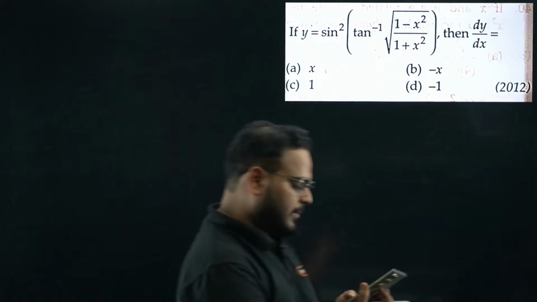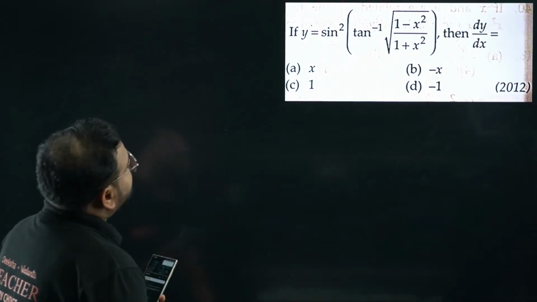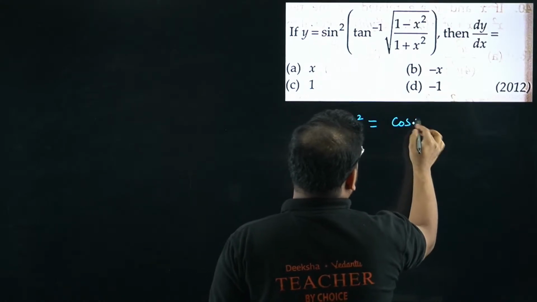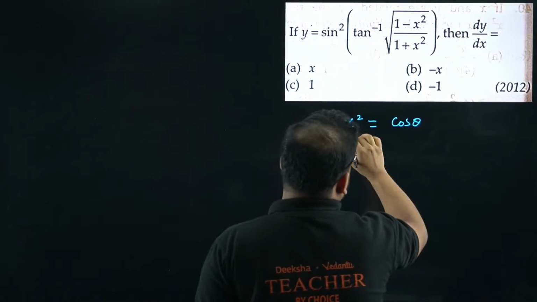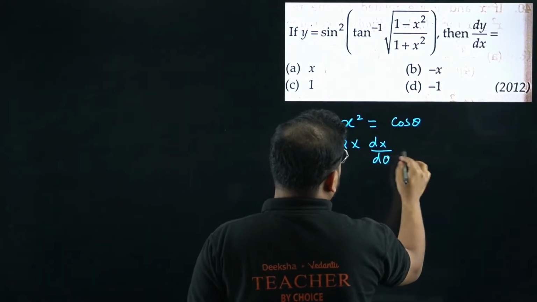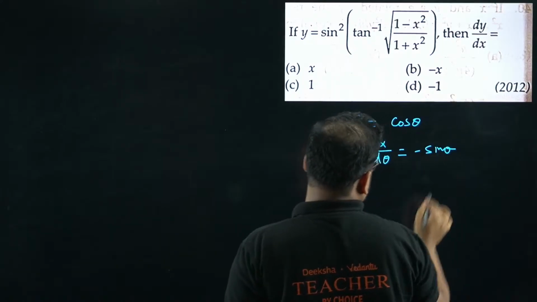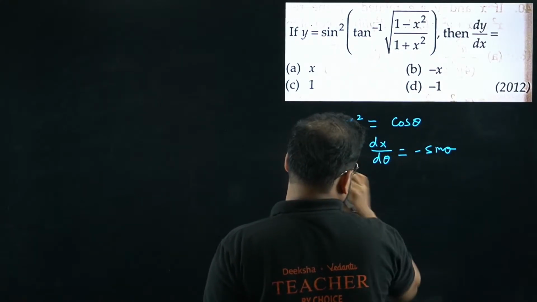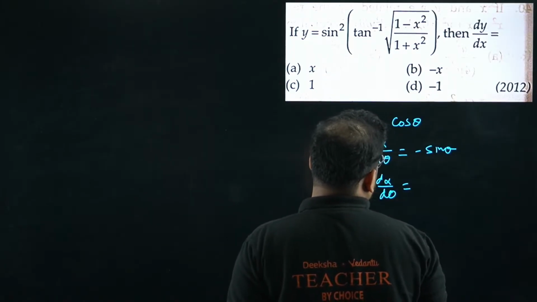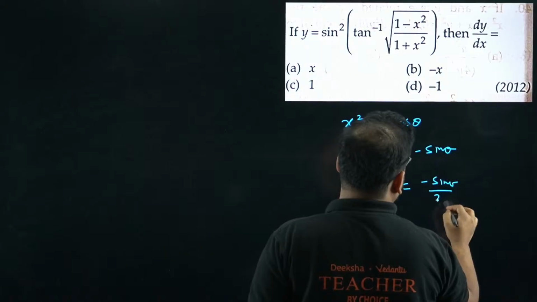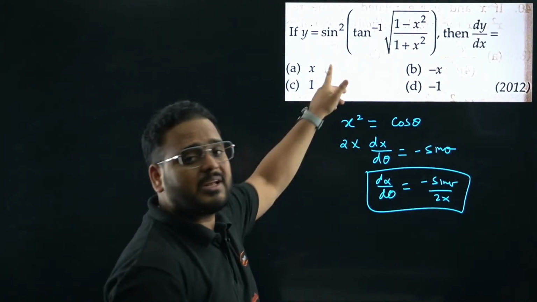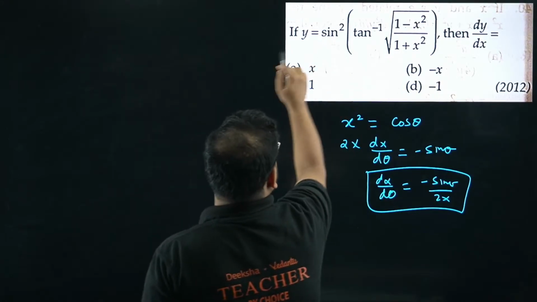Not difficult at all. The problem is sine square of tan inverse of, there's a formula for this, remember. x square equals cos theta. If I take the derivative, 2x dx by d theta will become equal to minus sine theta, right? So dx by d theta equals minus sine theta by 2x. That's my result. I'm going to use it later in the parametric form.